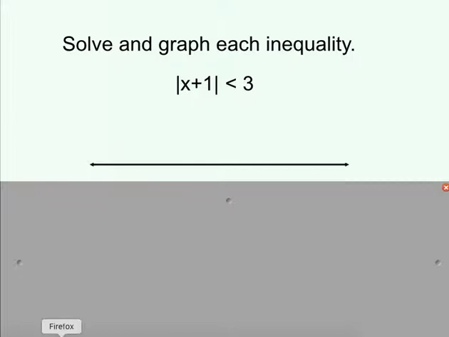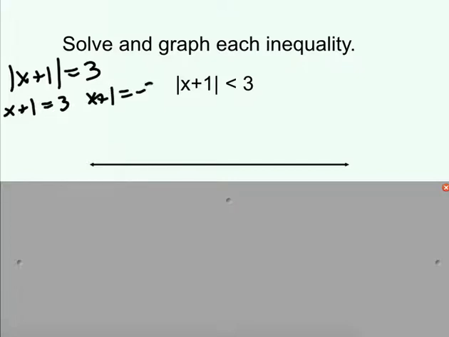What if we have the absolute value and there's extra things inside of the absolute value? Well, just like if we were to take the absolute value of x plus 1 is equal to 3, we would have to split this up into two different equations. x plus 1 is equal to 3, and x plus 1 is equal to negative 3. And we would solve those for x.